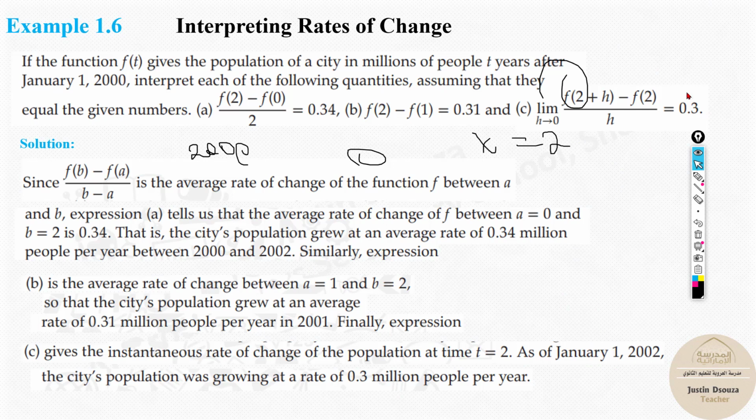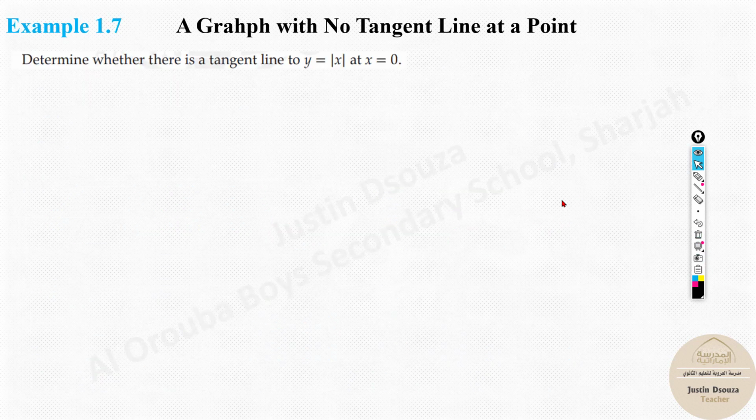And the city's population was growing at the rate of 0.3 million people per year, because they have mentioned it's in millions of people. This is just a basic problem on interpreting. And now then we will go to a problem, sorry for this, it's graph.